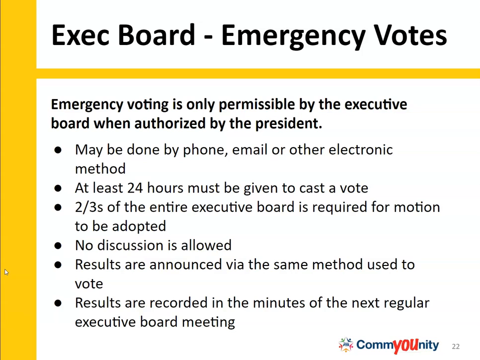No discussion is allowed. If it is determined that discussion is needed, a special meeting needs to be called and the current motion withdrawn. The chair announces the results by the same electronic method in which the vote was held. The results of the vote are recorded in the minutes of the next regular Executive Board meeting.